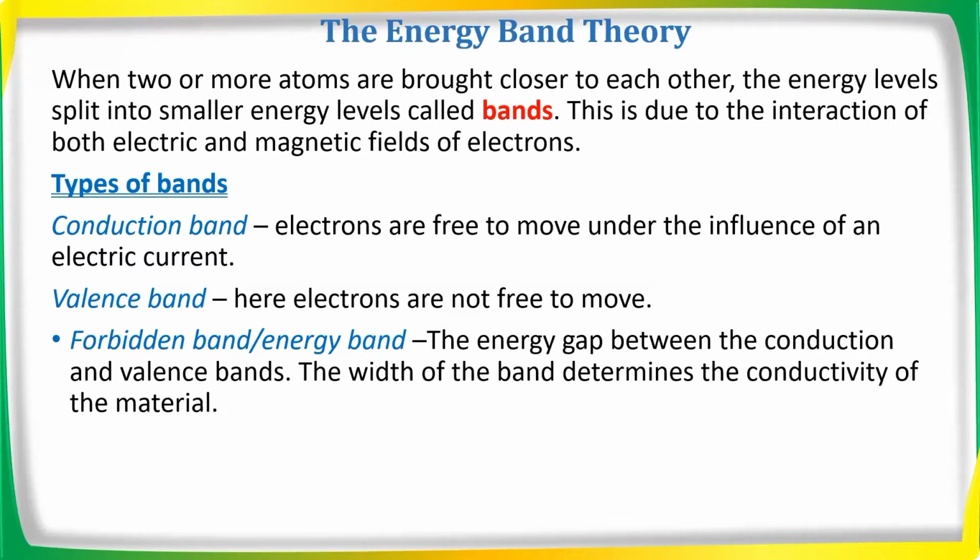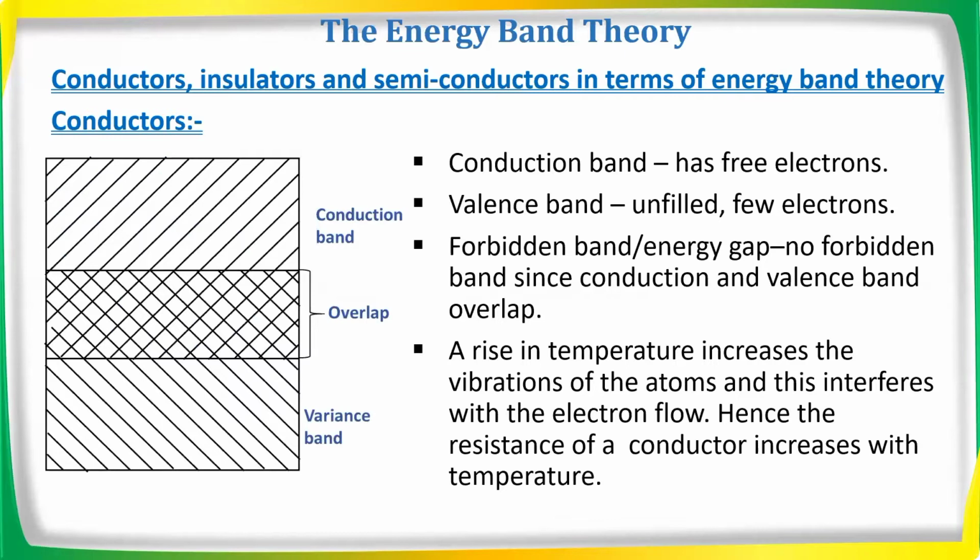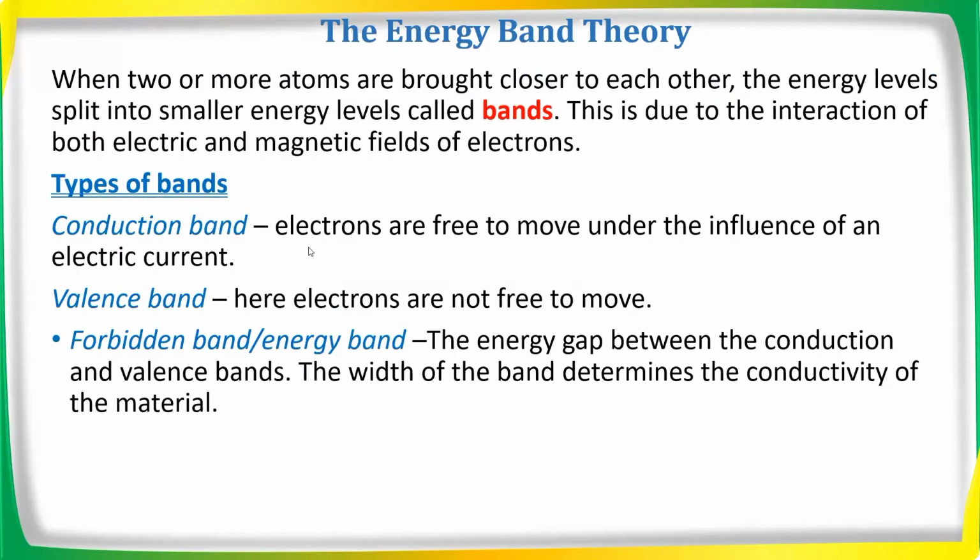Then we have the one in between the conduction and the valence band. You can see that the one that I'm talking about is this one. This one is for conductors. Between the conduction band and the valence band, we have what we call the forbidden band. It is also known as the forbidden energy band. Remember, all these are energy levels, so the electrons will have a certain amount of energy. This is an energy gap between the conduction and the valence band. And of course, its width will determine whether it will be a conductor or a non-conductor.